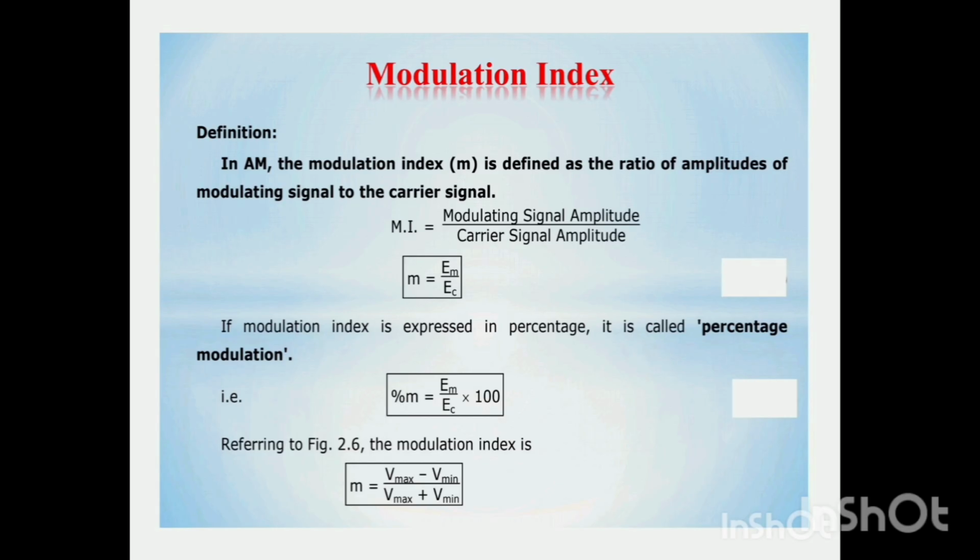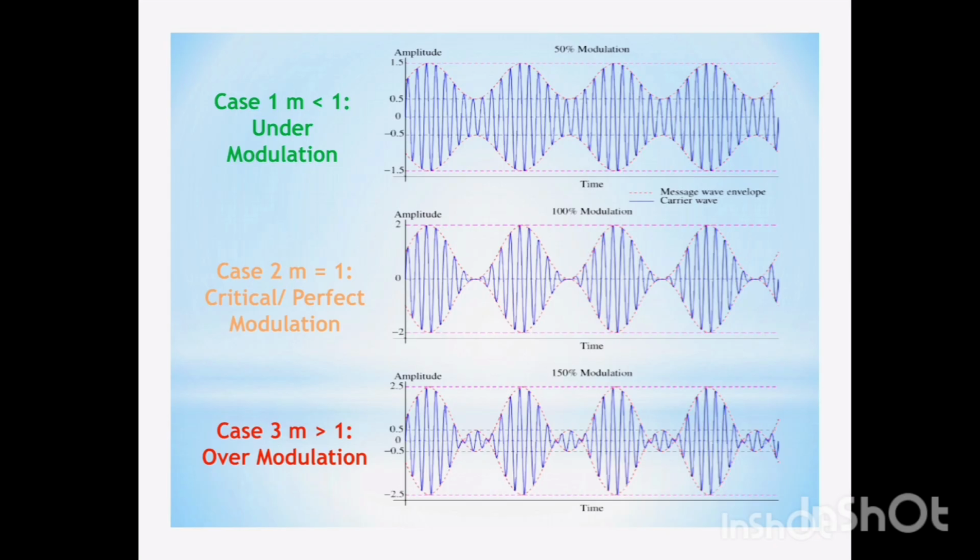So what is modulation index? It is the ratio of the modulating signal amplitude and the carrier signal amplitude, that is m = Em/Ec, and in percentage we can express it as (Em/Ec) × 100. While calculating the modulation index in the practical session, we can use the last formula, that is (Vmax − Vmin) / (Vmax + Vmin). Then there are three types of modulations in AM according to the value of the modulation index.